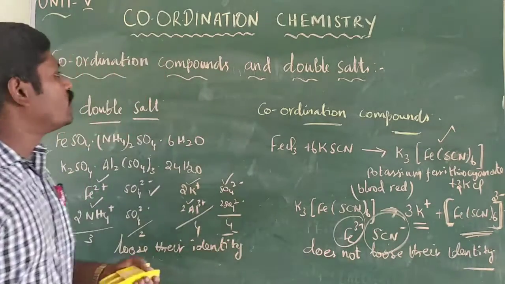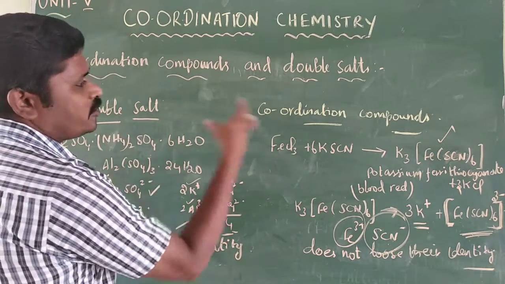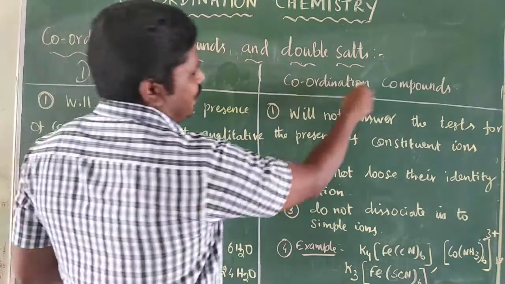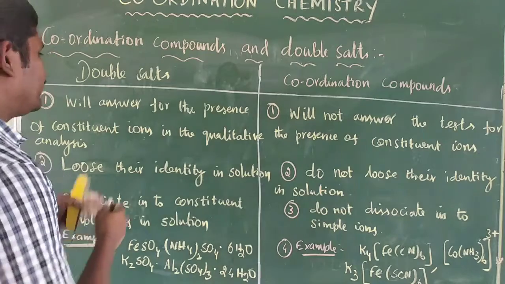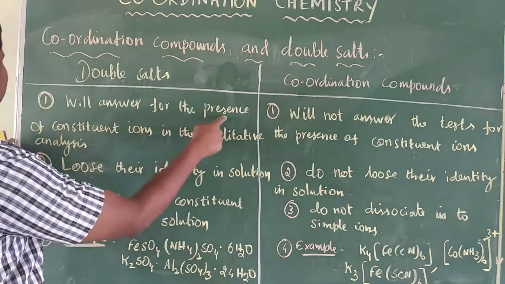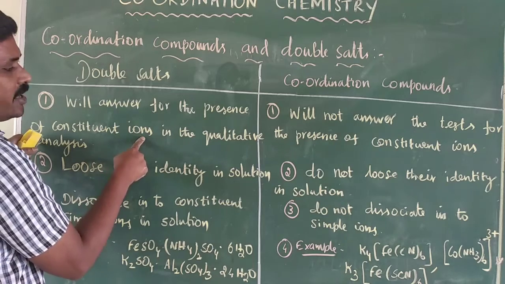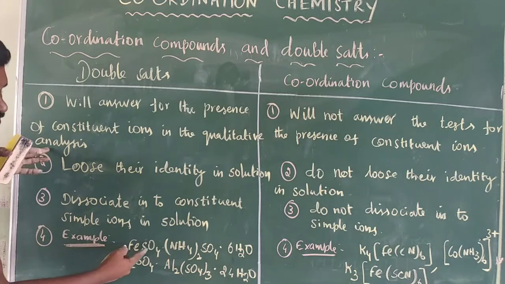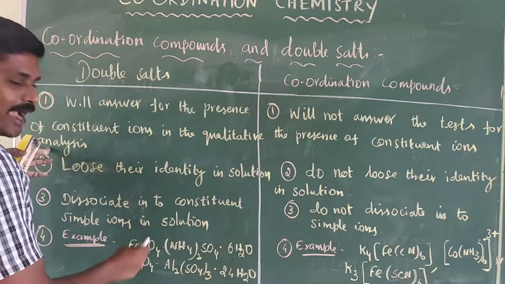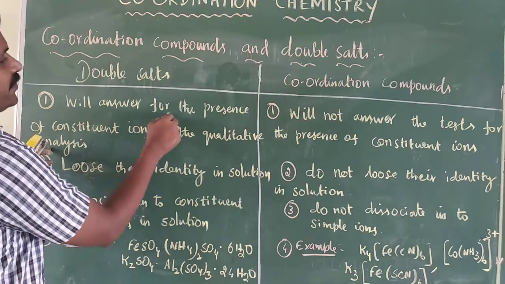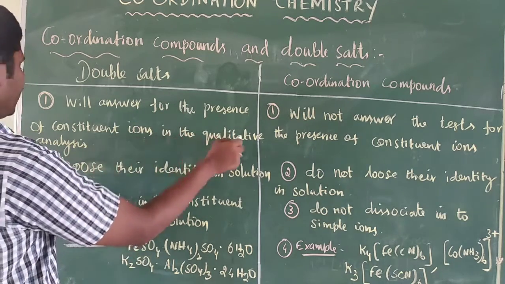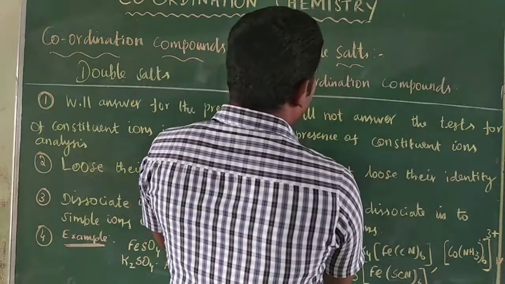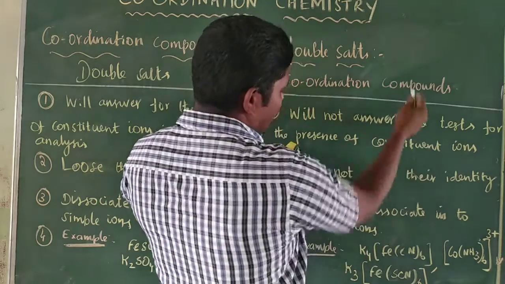Okay, so next, the difference between double salt and coordination compounds. Okay students, the difference between double salts and coordination compounds, the important questions. The first one: it answers for the presence of constituent ions in qualitative analysis. The double salt dissolves in water to give constituent ions, so it will answer for the presence of constituent ions in qualitative analysis, but it will not answer the test for the presence of constituent ions in coordination compounds.